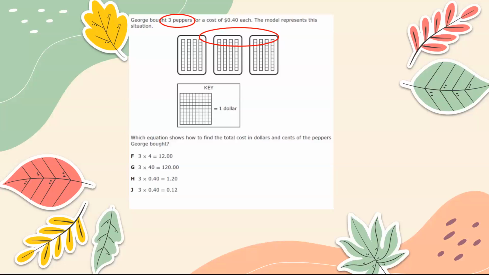Okay, so remember, if that is a struggle for your students, it's never been tested that way. Here is how it has been tested once again, just to refresh your minds. We have had where George bought 3 peppers for a cost of 40 cents each. And the model represents this situation. We see we have 3 groups with 40 cents in each. And so which one of these answer choices is close to our answer?